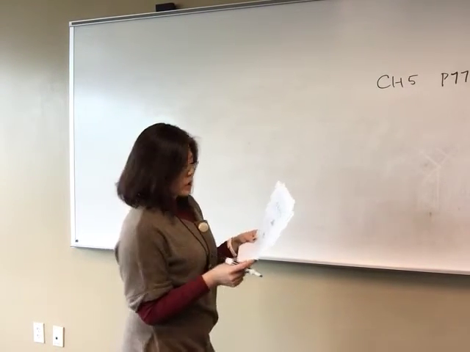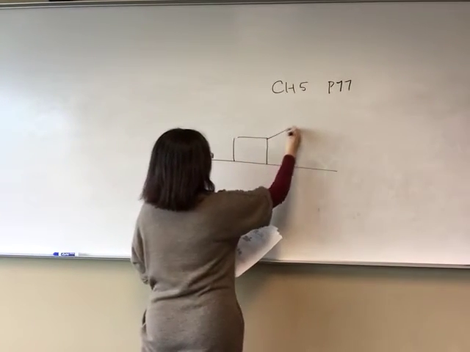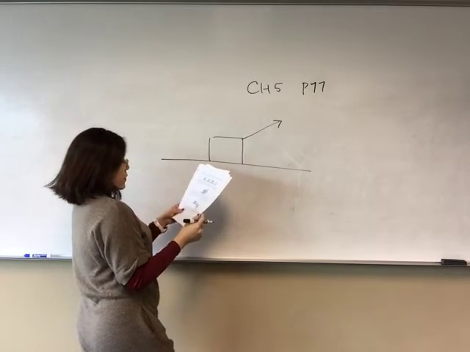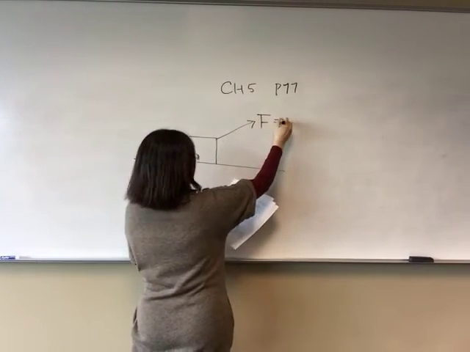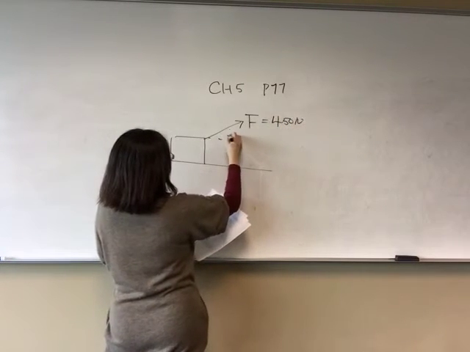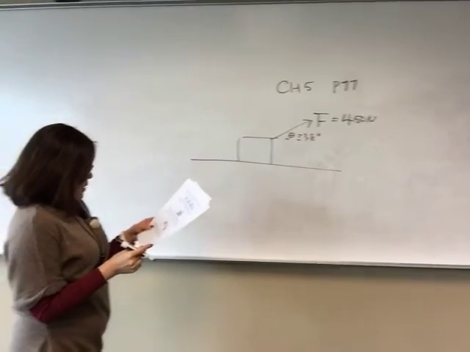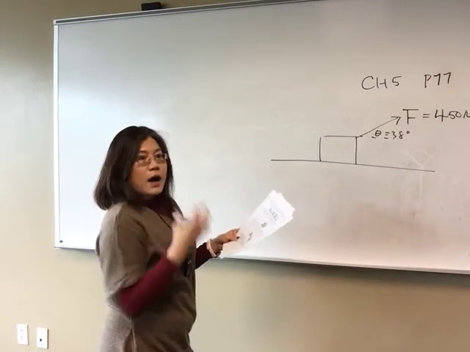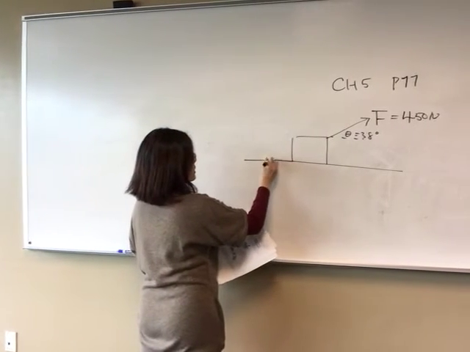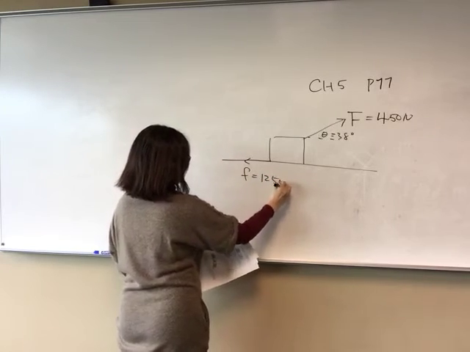So let's say this is the floor, and this is the crate, and this is where the worker is pulling the crate. And the force here, capital F, is 450 Newton, and it's applied at an angle that's 38 degrees. And then there's a force that is acting in the opposite direction to oppose the motion. So let's say the force, the little f here, that's a friction, which is 125 Newton.